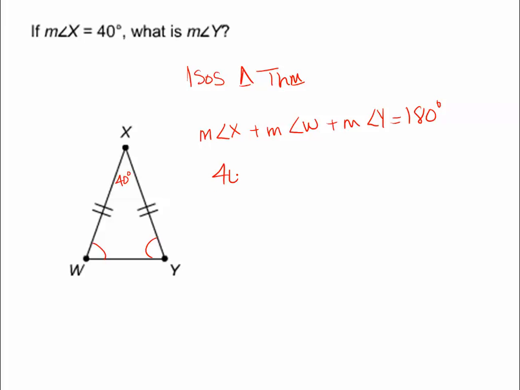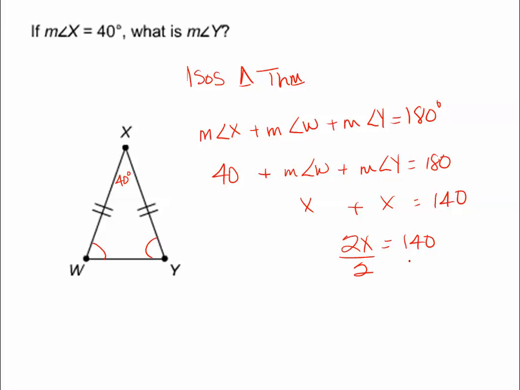So the measure of angle X is 40. And these two sides are going to be the same length. So the measure of angle W plus the measure of angle Y equals 180 minus 40. I'm going to call these angles X. Subtract 40 from both sides. So now I got X plus X is 2X. Divide both sides by 2. X equals 70 degrees. So the measure of angle Y equals 70 degrees.